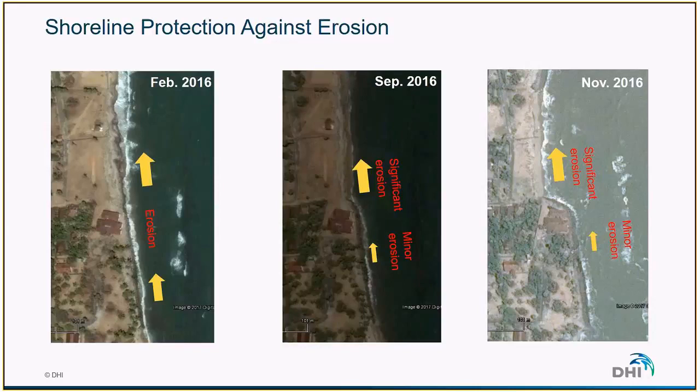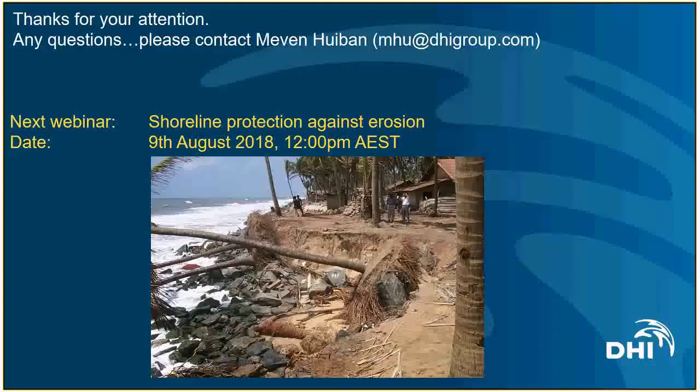But the problem is that the stretch of coast, which is located just north of this area, is now lacking sediment. So, as we can see on these three pictures, there is a very, very quick erosion and retreat of the shoreline that is happening. So that's why it's important to be careful when choosing a shoreline protection, because it can also have significant effect on the neighboring coastline. But this will be the subject of the next webinar.